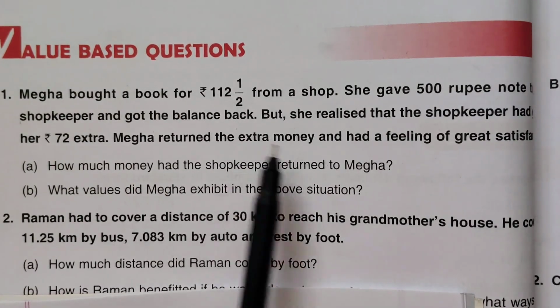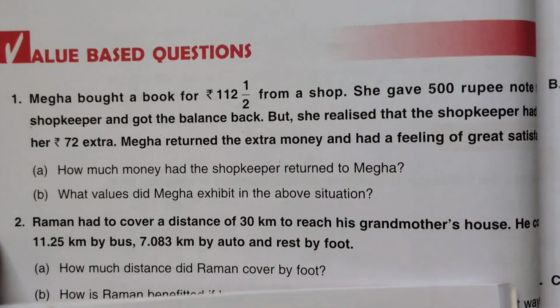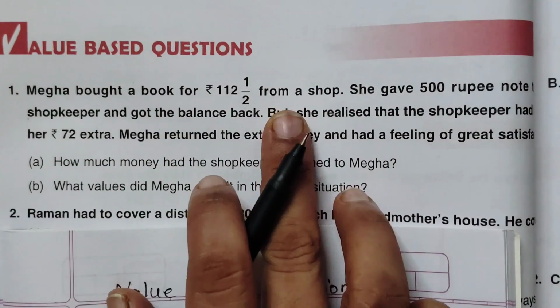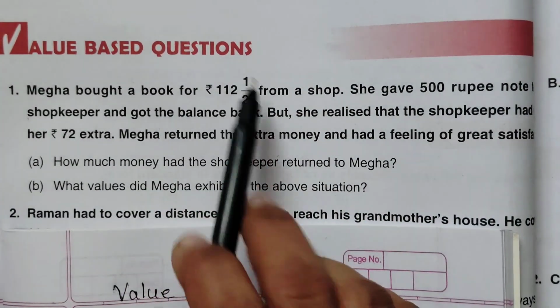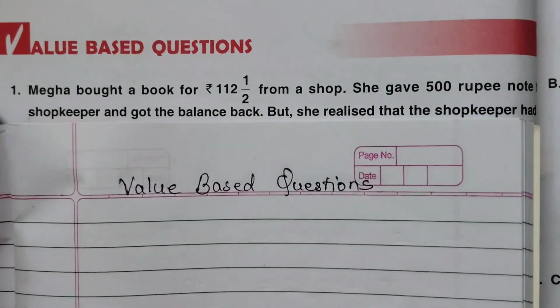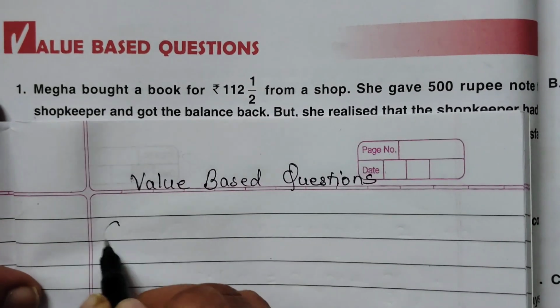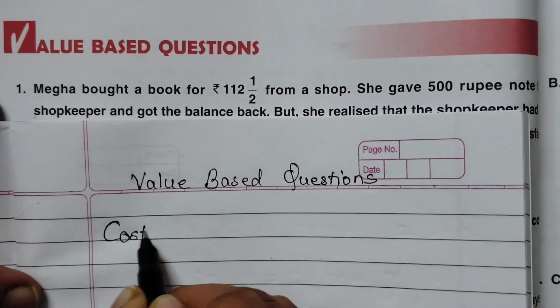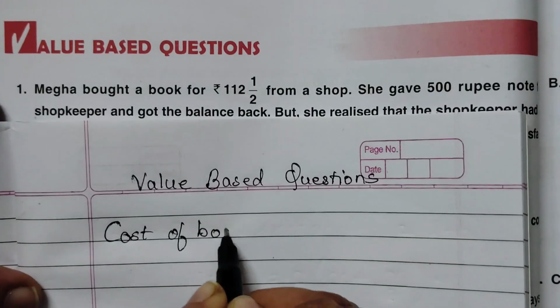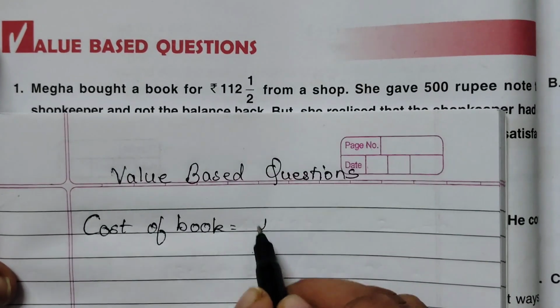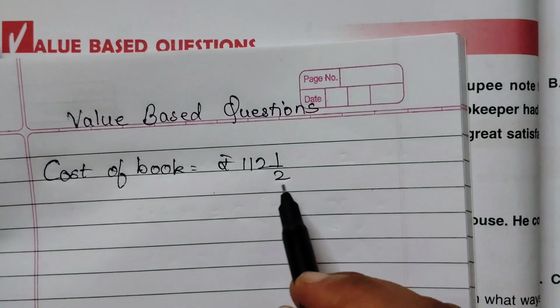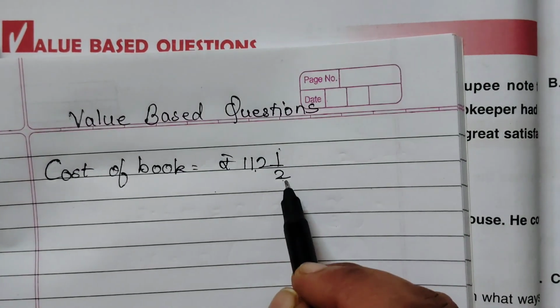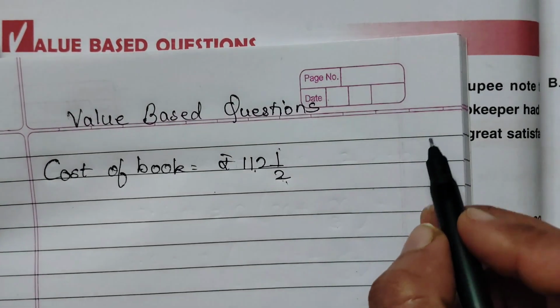Okay, so let's start. Now according to the question, she gave 500 rupees and the cost of the book was 112 and a half. So we'll write the cost of the book first. What was the cost of the book? The cost of the book was rupees 112 and a half. Okay, so 112 and a half is in mixed fraction, so we'll convert this into a proper fraction.